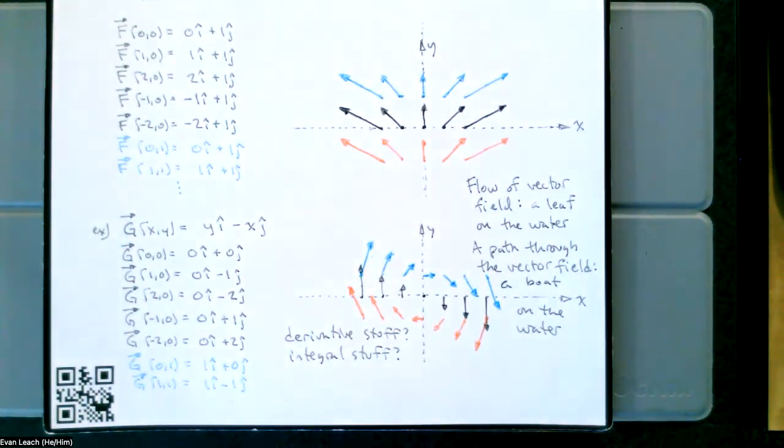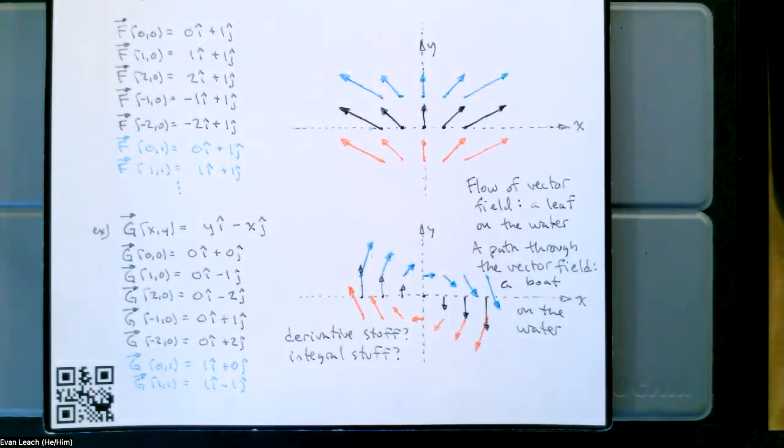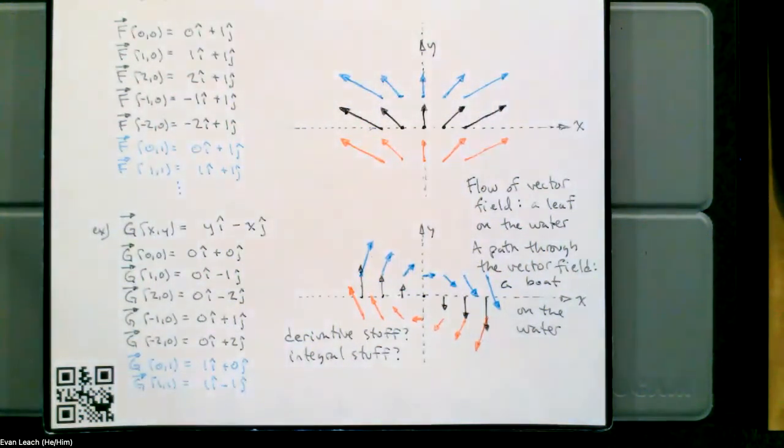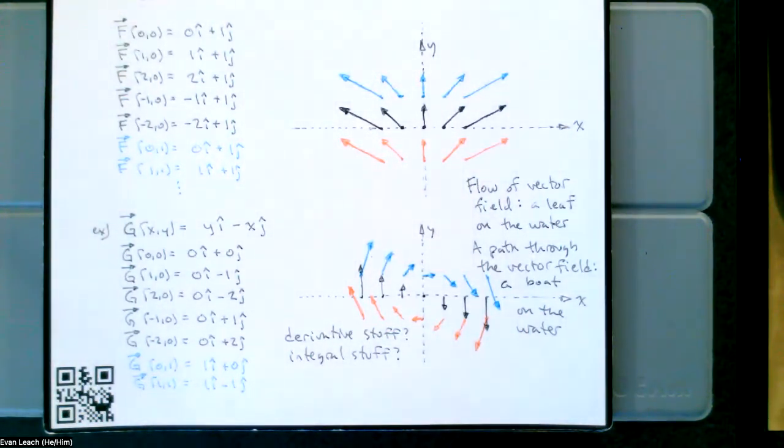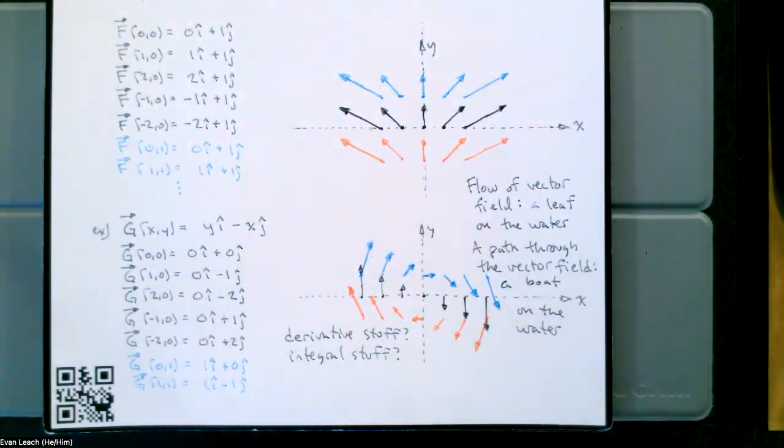On our describing stuff side of things, we've got these new things called vector fields. We want to imagine a leaf on the water, just flowing with the water. Or we want to imagine a boat trying to cut a path through the vector field. We want to think about this in terms of derivative stuff and integral stuff. Derivative stuff is our rates of change, our direction, where are things headed. Integral stuff is multiplication, but one of the factors is continuously variable. What kind of multiplications are we going to see here?